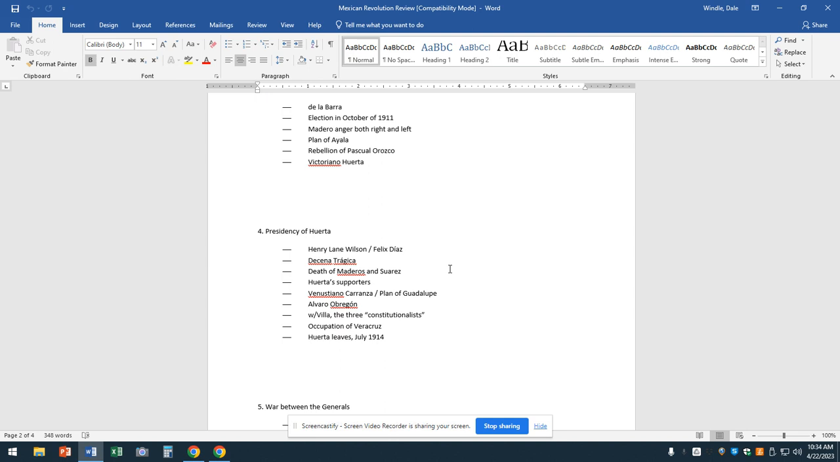Zapata, of course, continues, and Villa, and in the north, Venustiano Carranza, who's a bit older. He's a rich hacendado, more moderate, but he says he wants to restore the principles of the Constitution of 1857, which Diaz had kind of subverted, the part about not having successive presidencies, and he issues the Plan of Guadalupe.